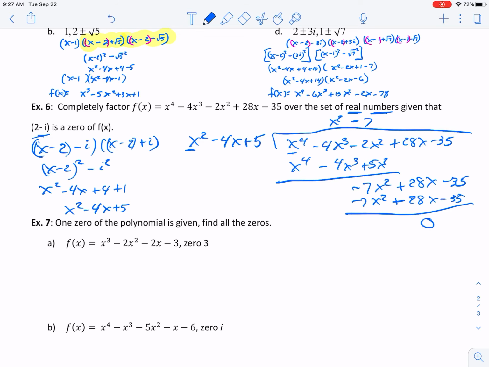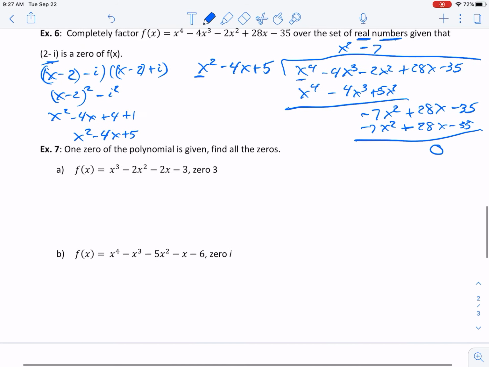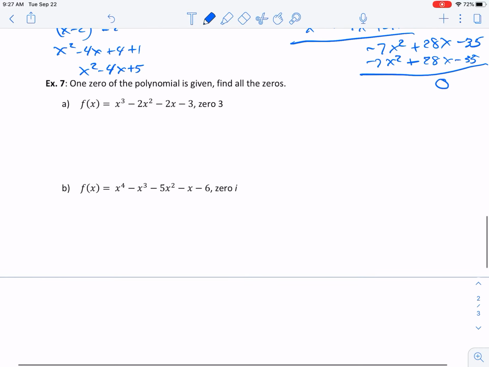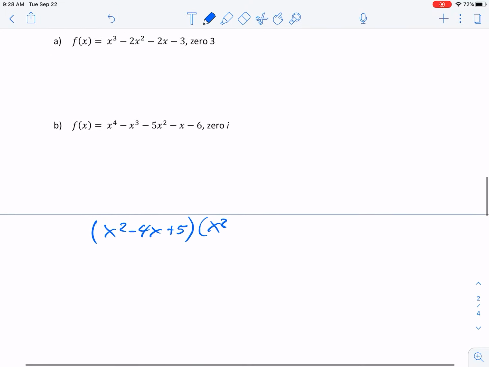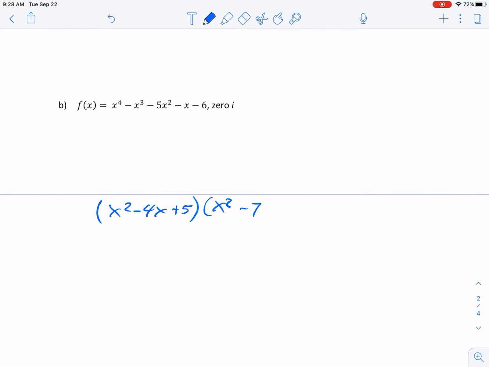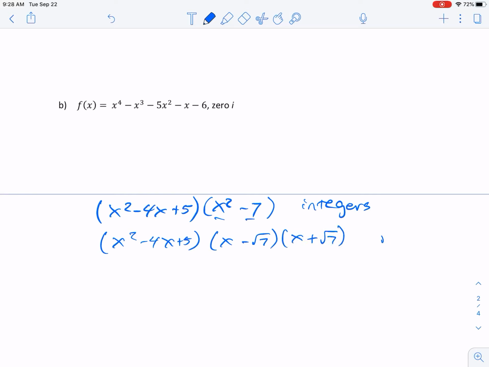Okay? Now, I'm going to scroll down here to the bottom. So one of my factors is x squared minus 4x plus 5. The other one is x squared minus 7. Okay? That's factored over integers. If I want to factor it over real numbers, this is x squared minus 4x plus 5. This one is the difference of squares, so you have x minus root 7 and x plus root 7. Okay, that's over real numbers.